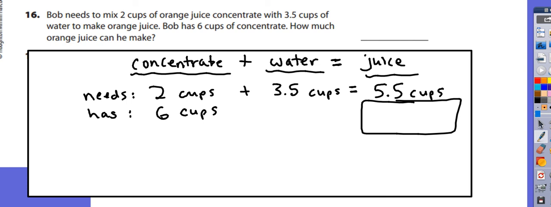We don't so much need to know how much water he has. We need to know how much juice he's going to make. And we've given you a pretty clear clue on how to do that. Go ahead and try 16 to the best of your ability. After you've solved that, we'll try 17 together.